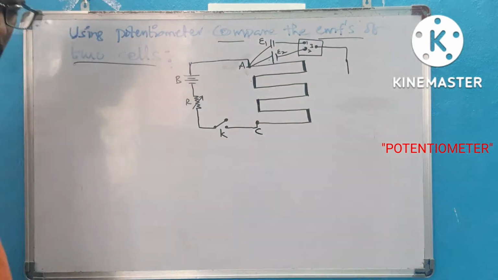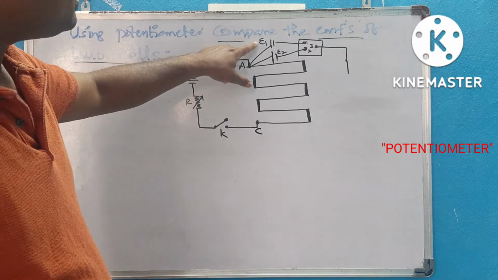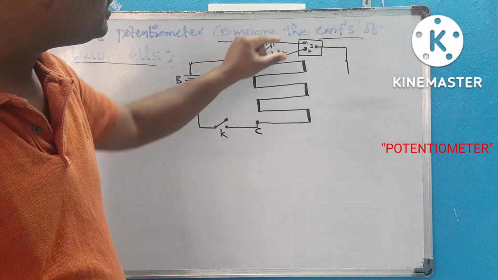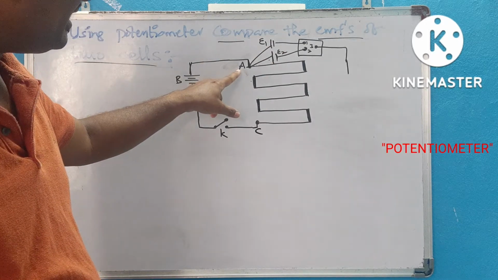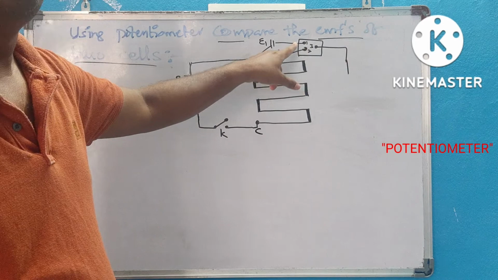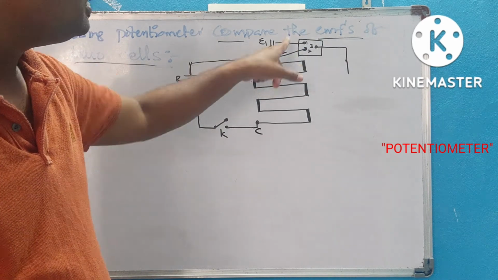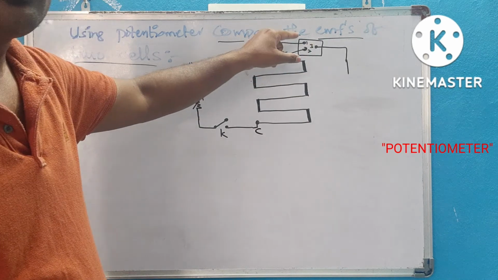So here are two cells. The first cell has EMF E1, the second cell has EMF E2. The two cells are connected from point A to a two-way key. Here this is the two-way key, this box with 1, 2, 3, so a total of 3 terminals are there. This is called a two-way key.